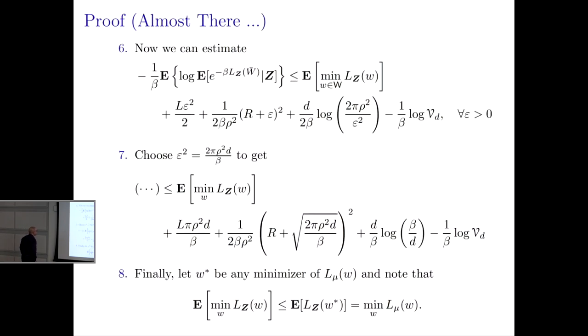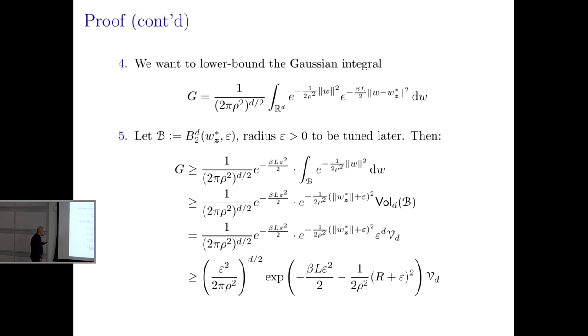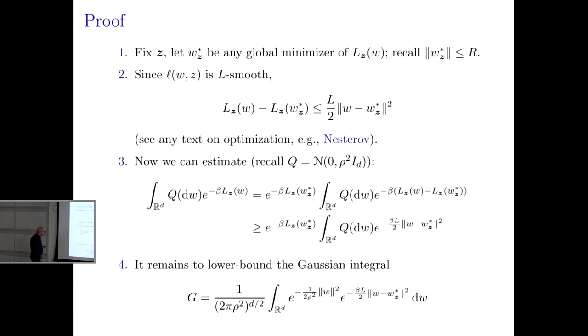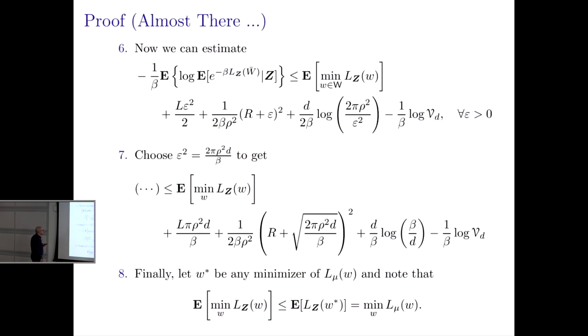Right, and now we just estimate. So remember that we lower bounded this integral, then we have to plug it back in here. Put that back in here. And then we have to take the log of everything and divide by minus 1 over beta, and when we do it, we end up with this. So first, of course, we end up with the expected value of the minimum empirical risk plus other things.